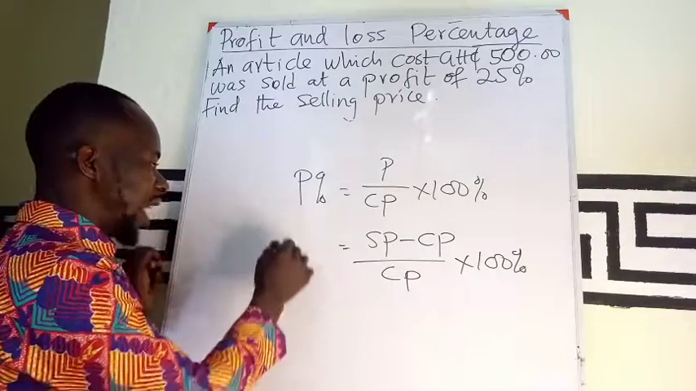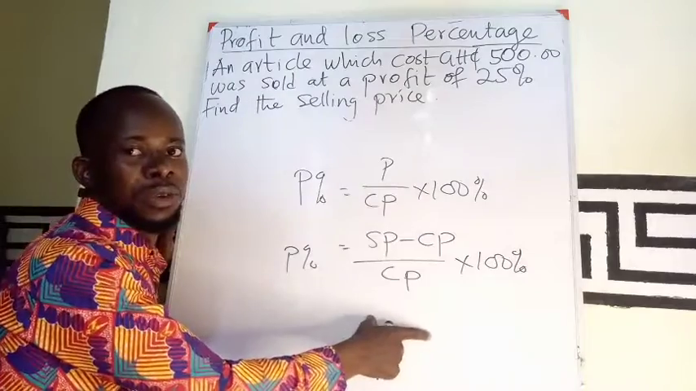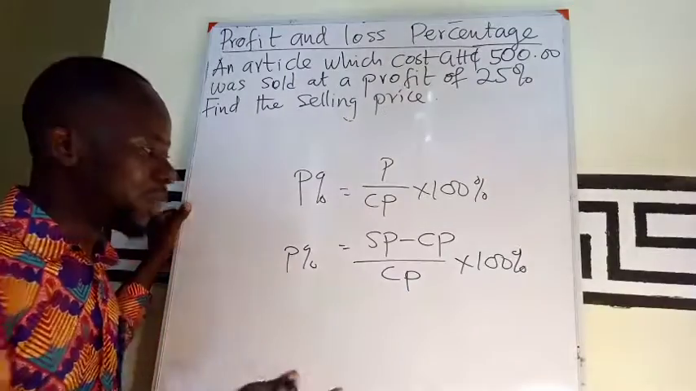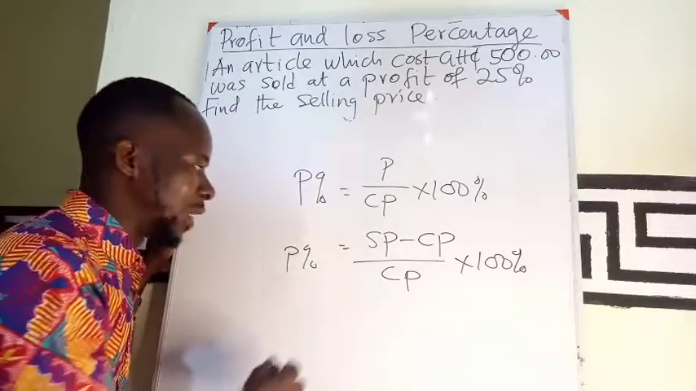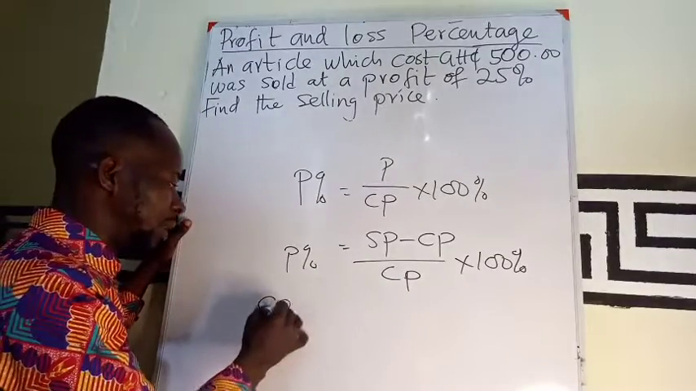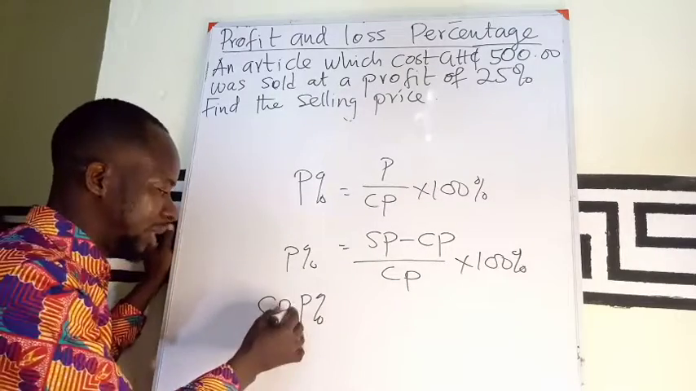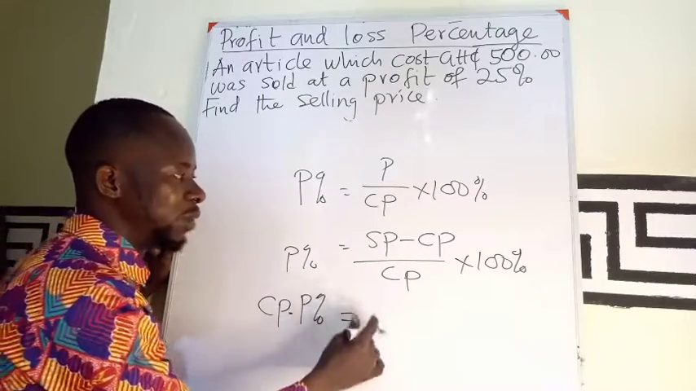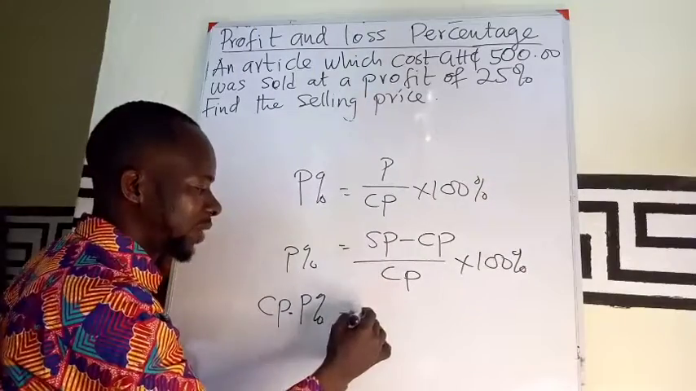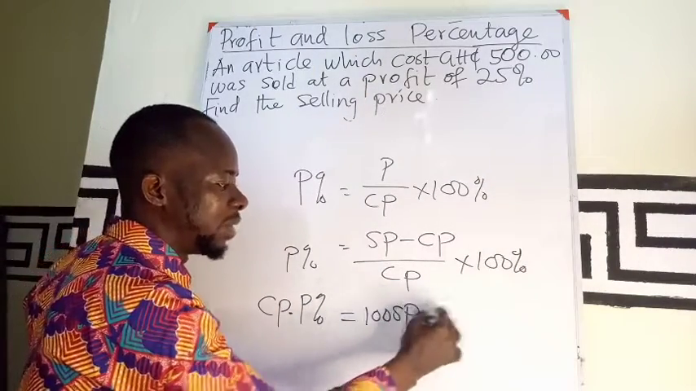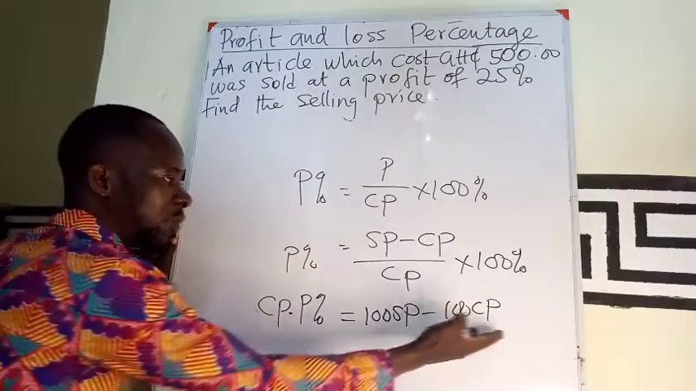If I have P percent, from here we have a fraction. So we clear the fraction by using the LCM, which will be our CP. If I multiply through, it becomes CP times P percent. Allow me to use abbreviations. All of these are multiplied by 100. So 100 times SP gives 100 SP, and 100 times CP gives 100 CP. So this is what we have.